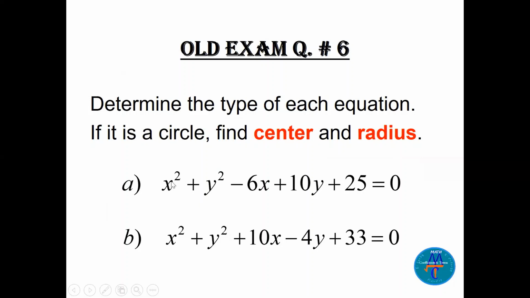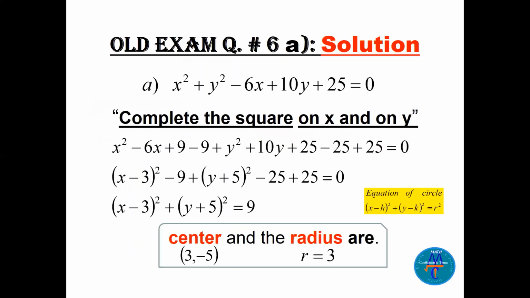Now this one, also in lecture number 20, we did so many examples here. Determine the type. By looking here, you might say this is a circle. It looks like a circle, but maybe a circle, maybe not a circle. So what do we have to do? The trick here is to complete the square. Let's go to the first one. Complete the square directly.